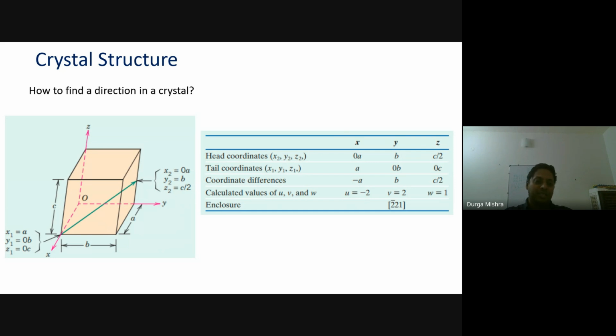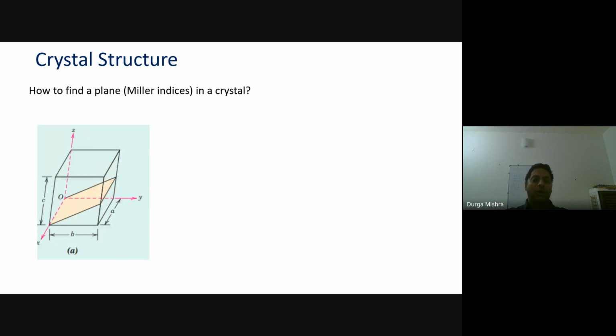So you can do this exercise on your own by drawing a cubic crystal or any other crystal. Also, this is an example of how you can find a plane's Miller indices in a crystal. In this case, we have a plane, shown in this pink shaded region. Now we want to find out what the Miller indices are.